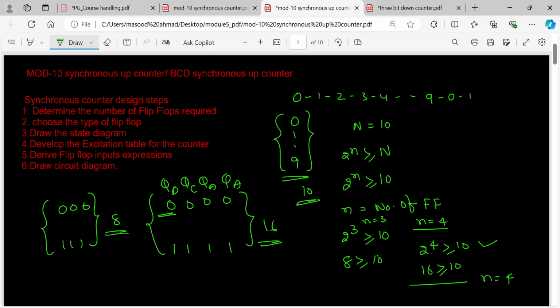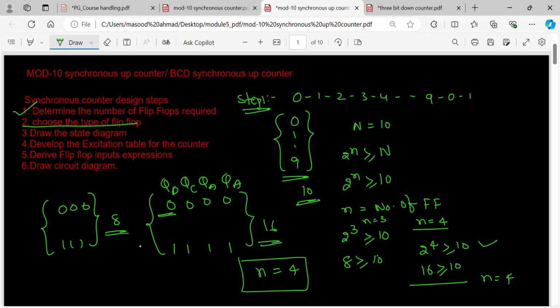Anyhow, we have a formula, and from that we have calculated that n equals 4. Once this is clear, then we need to choose. What we have discussed so far is step 1. In step 1, we determine the number of flip-flops required. The number of flip-flops required is 4.